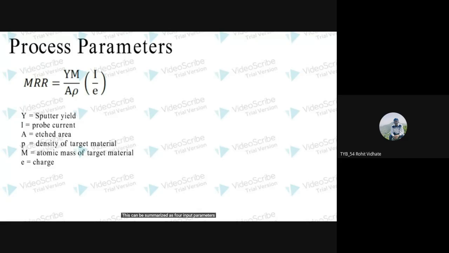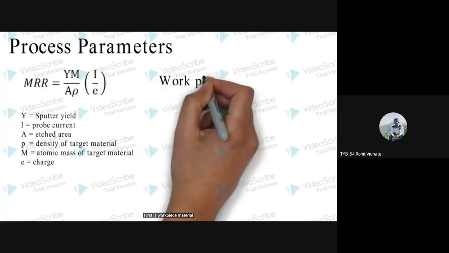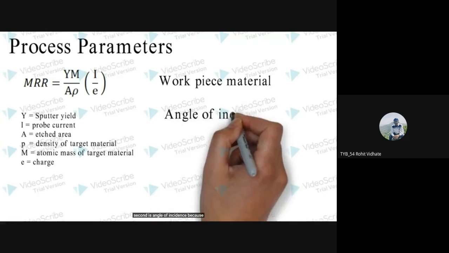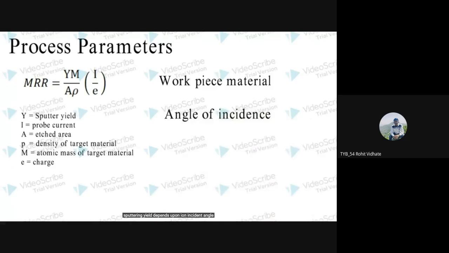This can be summarized as four input parameters. First is workpiece material. As material removal rate depends upon density and atomic mass, the nature of the workpiece material affects the machining characteristics greatly. Second is angle of incidence, because sputtering yield depends upon the ion incident angle. Increasing this angle increases the number of ion-atom interactions, which results in an increase in sputtering yield.